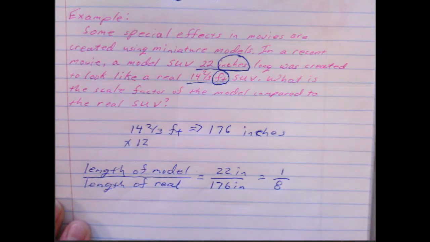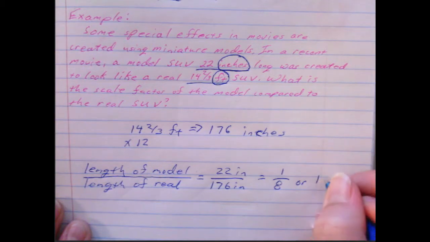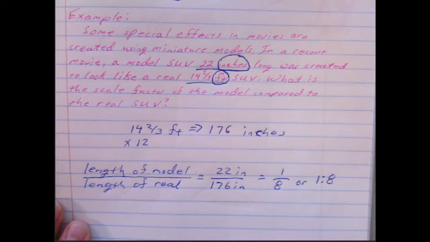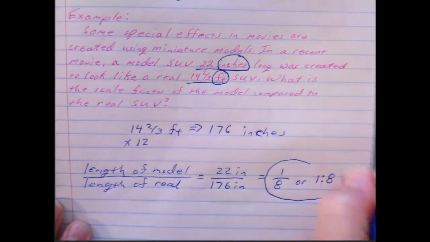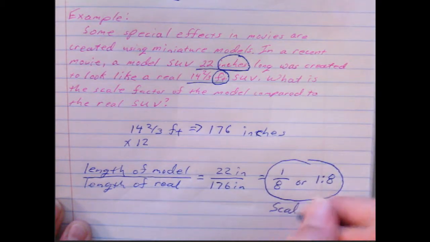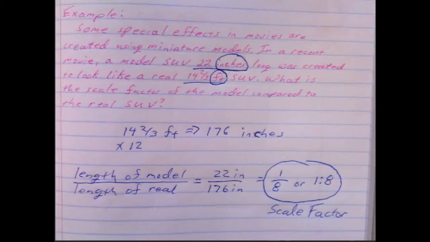So the ratio of the two lengths is 1 over 8, or we can write that as 1 colon 8, which means the same thing. And that is our scale factor. Great job. Let's keep moving.